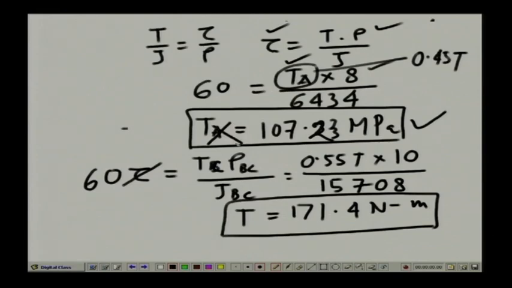Now, out of these two values of twisting moment, here this is not T_A, this is T, because T_A is 0.45 times T. From the first we get T as 107.23 Newton meter and from the second we get T as 171.4 Newton meter. Now, if 171.4 Newton meter acts at B, then the stress in the part AB will go beyond 60 MPa and the shaft will fail. So, we will have to restrict the value of the twisting moment at B to 107 Newton meter, so that the stress level everywhere is within 60 MPa.